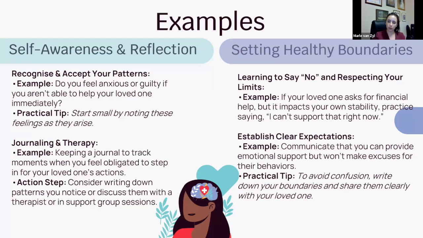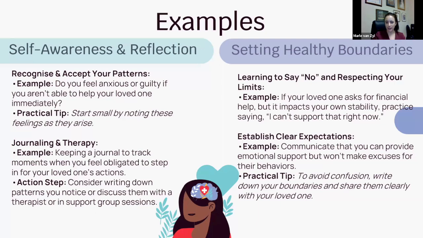It's also important to set healthy boundaries, and boundaries is often something that a lot of families struggle with. So the big one is learning to say no and respecting your own limits. So an example would be if your loved one asks for financial help, but it impacts your own stability, practice saying, I can't support you right now.